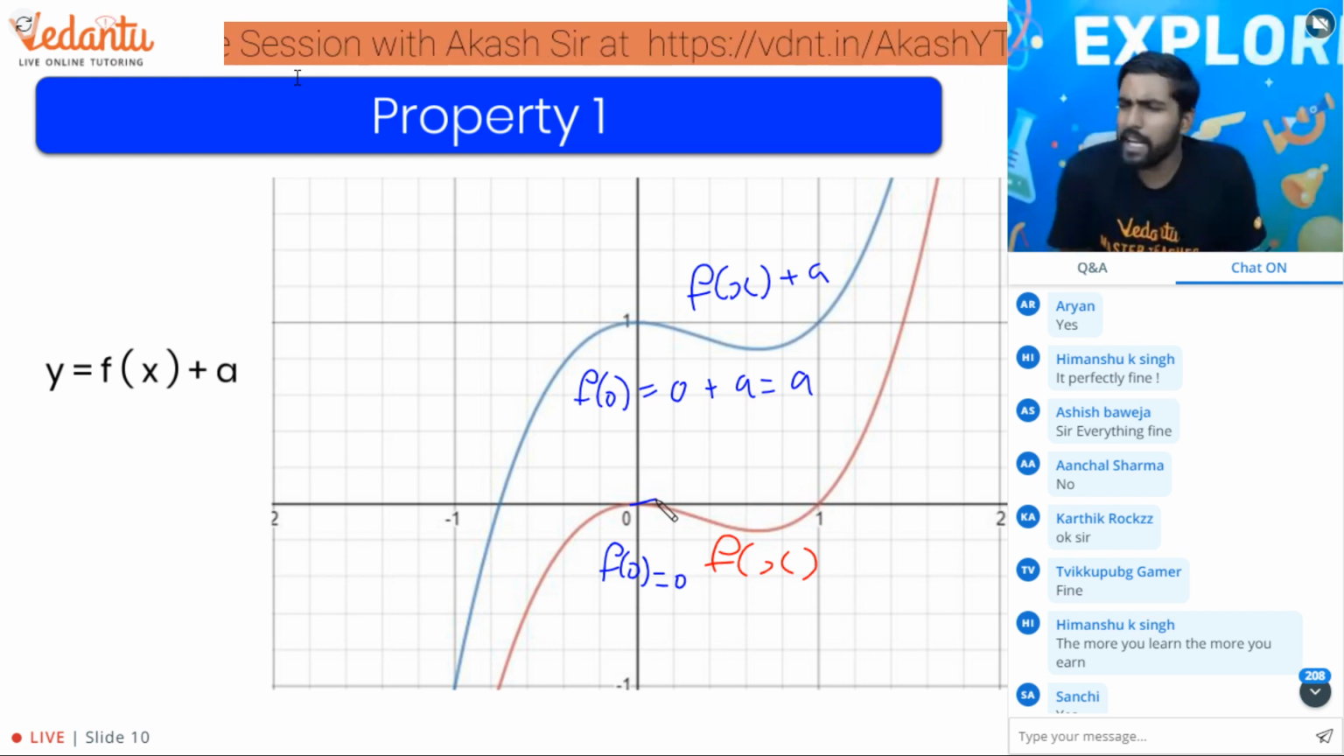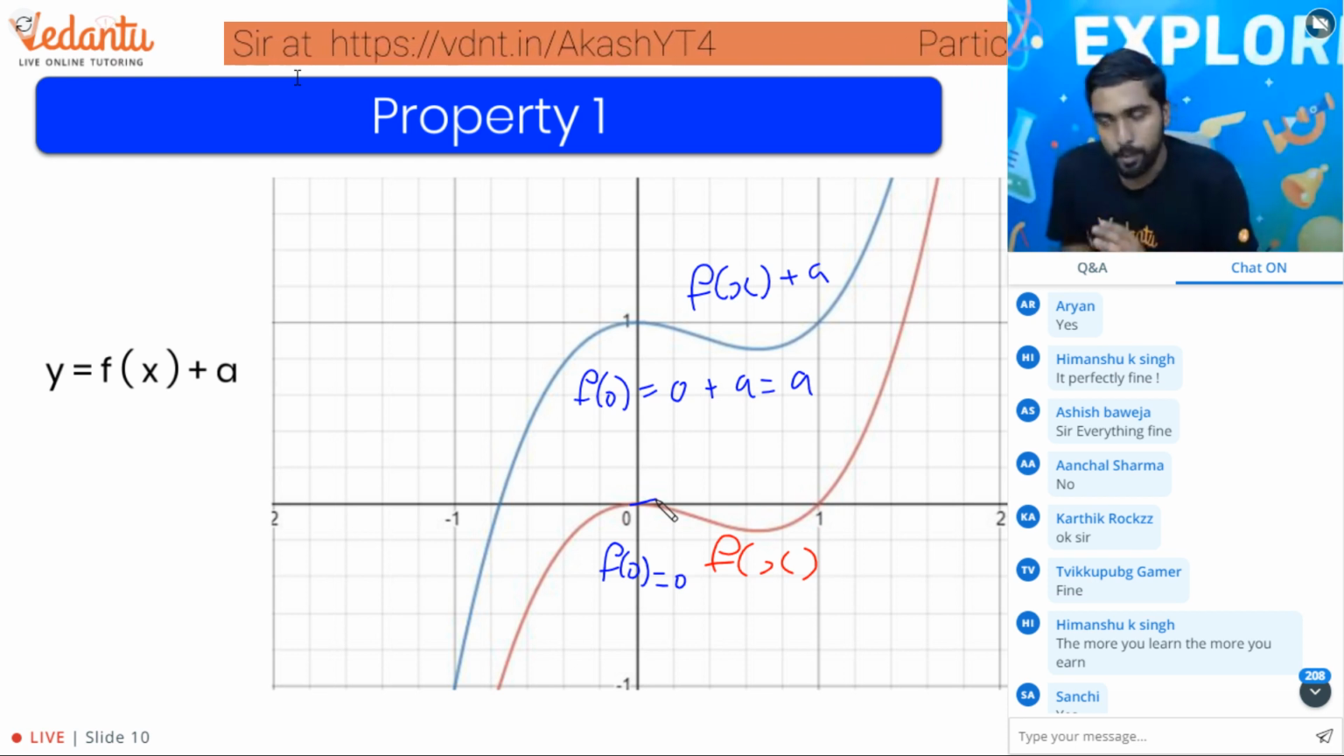For JEE Maths, you can use Amit Agarwal or you can use Cengage. Both are really good books. Alright.